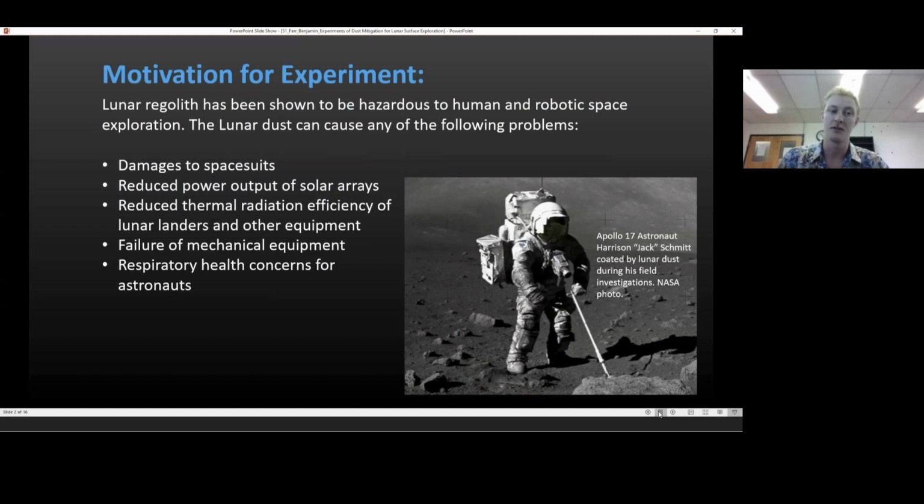First off, the motivation for the experiment is that lunar regolith and dust has been a big issue ever since we've been trying to go to the moon. It causes issues for spacesuits, damages solar arrays, reduces the efficiency of thermal radiators, and it is really bad for us to breathe in. So we certainly need to get rid of it, and we've been working on it for a while. Hopefully we are finding a solution. If we go to the next slide, I can start talking about the solution.